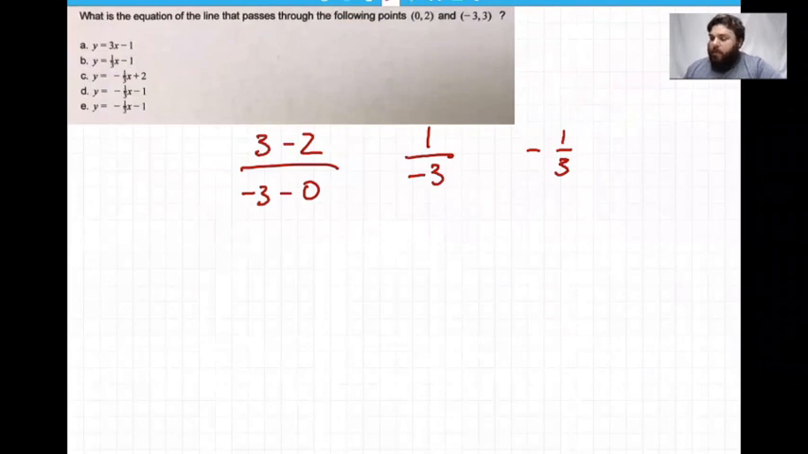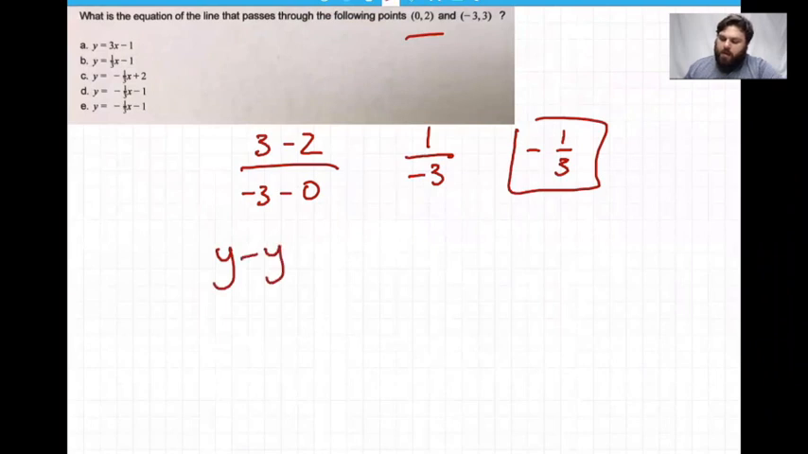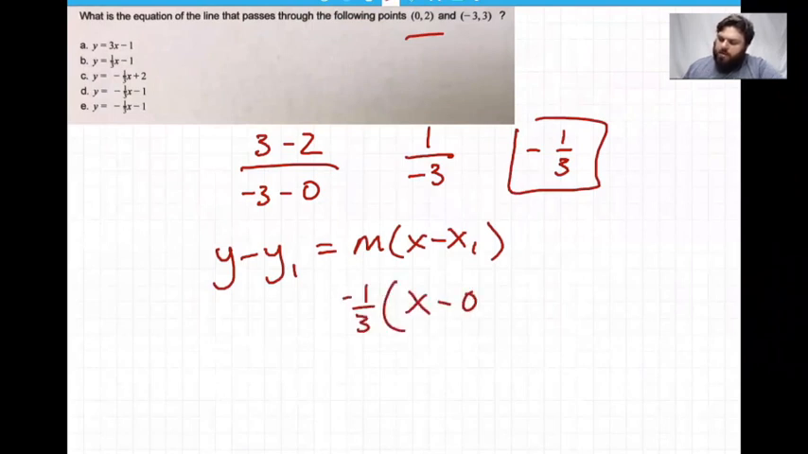I can pick either of my points. If I have the slope and I have a point, I can use point slope formula. So y minus y1 equals m times x minus x1. Plug in what you know, right? We know the slope is negative 1/3, and I'll use my 0, 2 because it's nice and convenient. I like working with zeros. Right, there's my 0, 2.